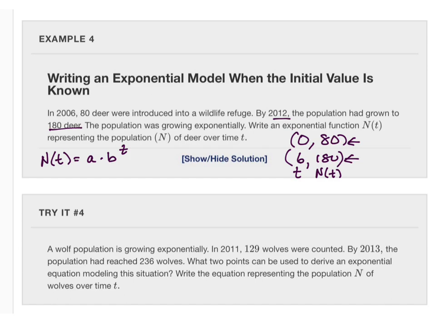What is A? So 180 equals 80 times b to the 6th power.